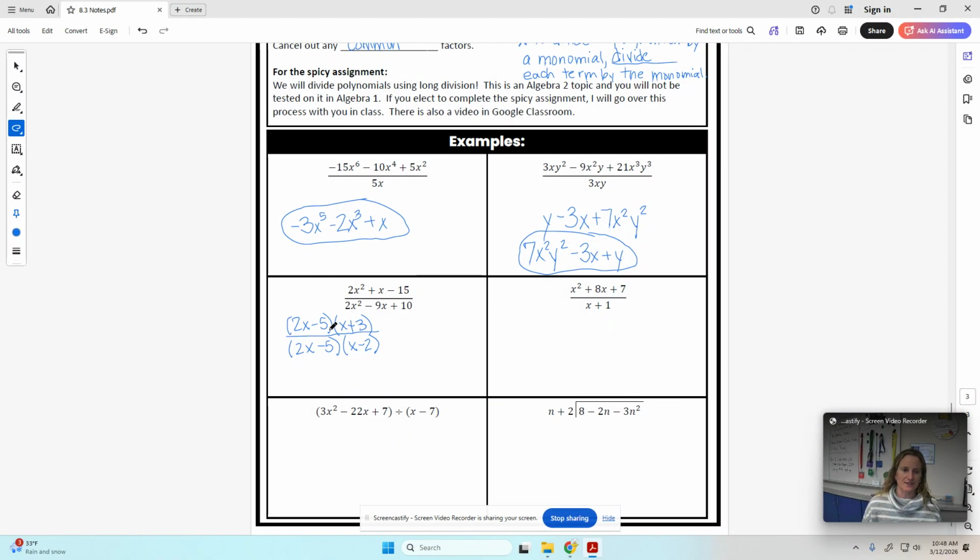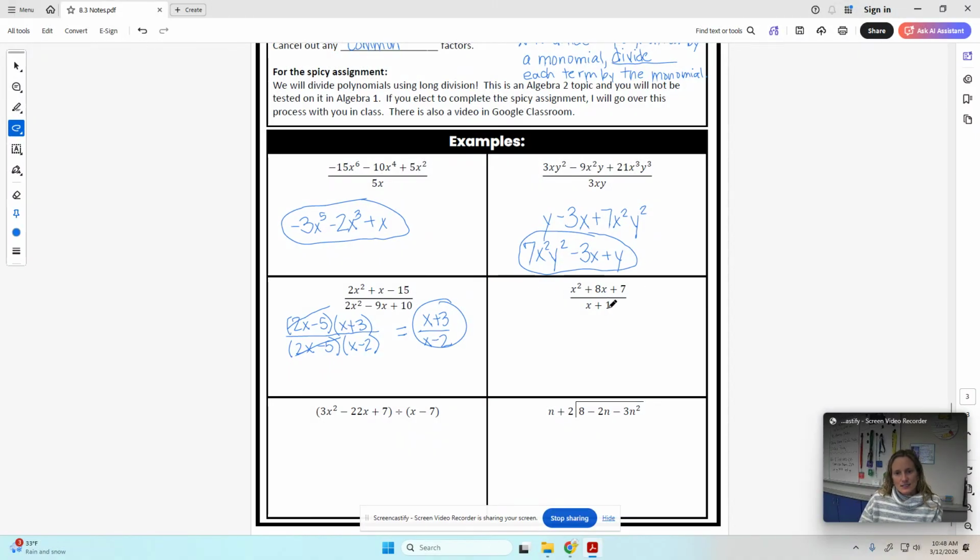They're both in parentheses. So since they're both in parentheses, they're like an entire unit of something that's being multiplied, and so they can cancel each other out. And the division leaves me with x plus 3 over x minus 2. And that's my final answer.